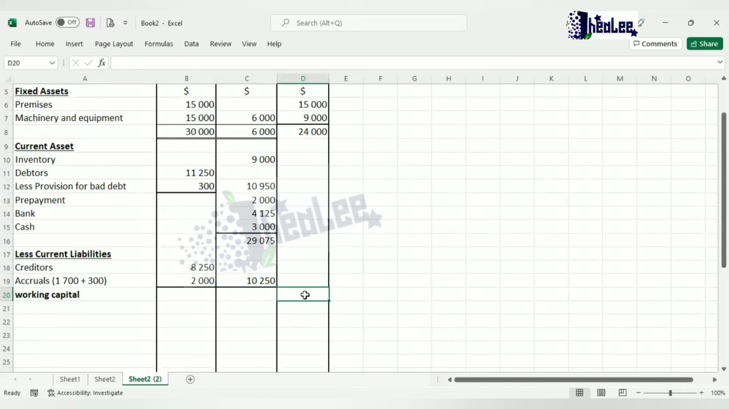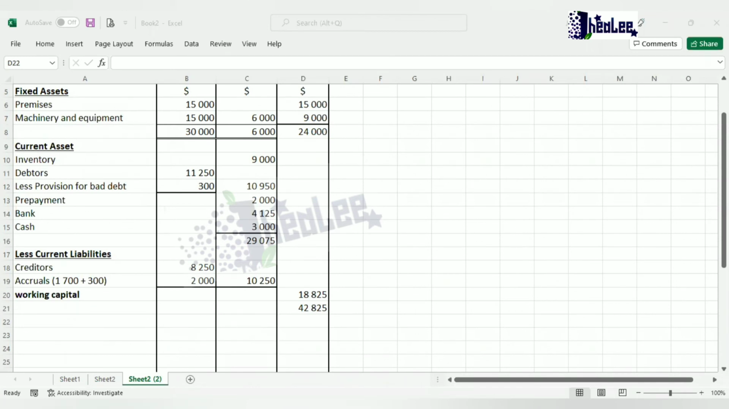The difference, basically, our working capital, again, that is current asset minus current liabilities. That's $29,075 minus $10,250. That gives us a value of $18,825. What do we do with our working capital? This figure is added to the fixed asset value. So it is 24,000 plus 18,825, and that gives us 42,825.